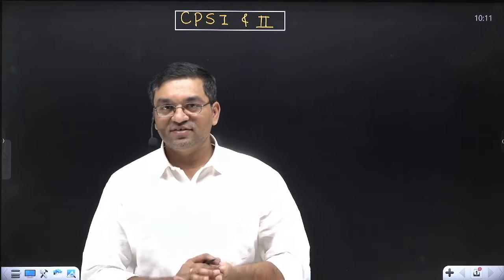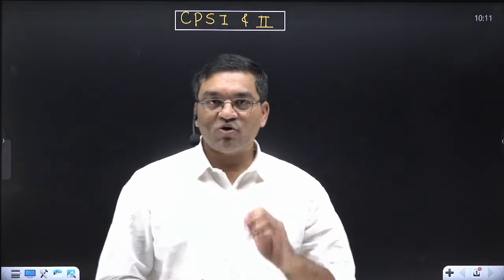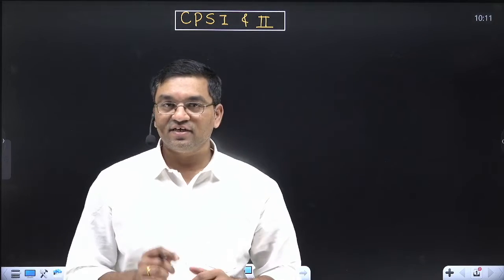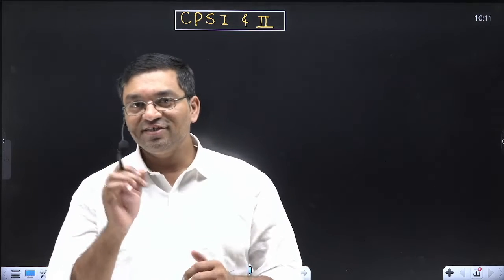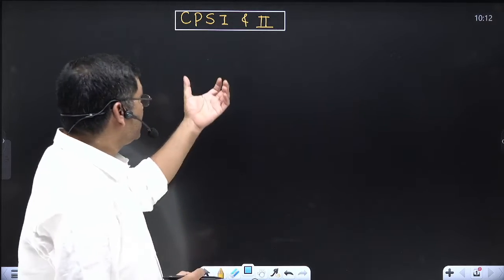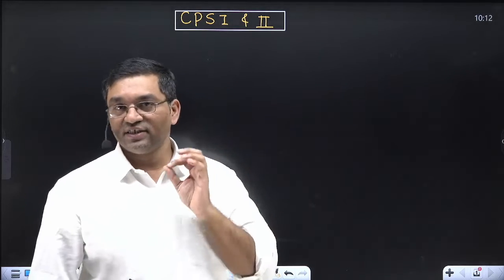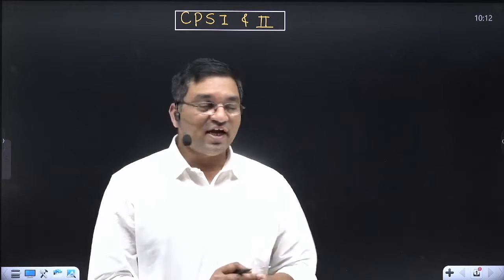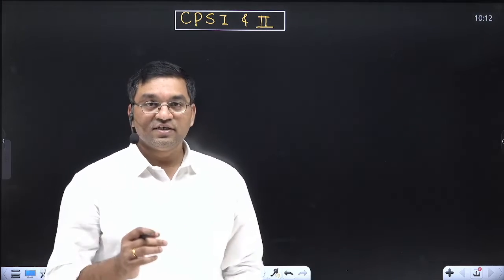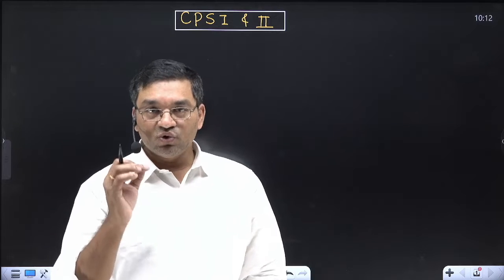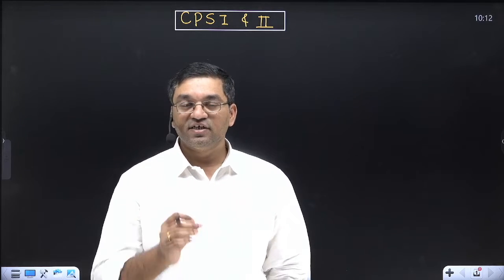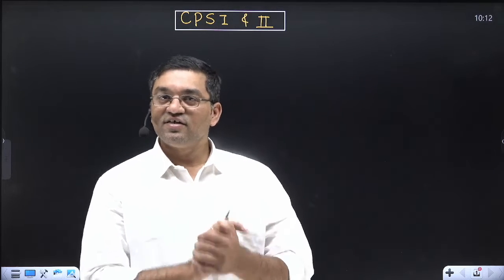Hello students, today we will discuss two important things related with urea cycle and pyrimidine nucleotide synthesis. One is the connection between carbamyl phosphate synthetase 1 and 2, and the second important thing is why there is orotic acid excretion in type 2 urea cycle disorders.